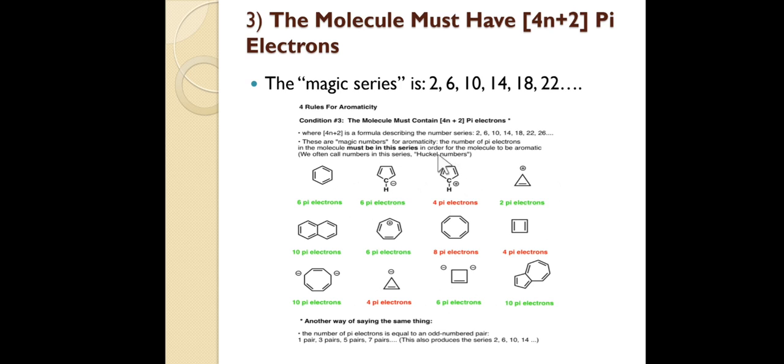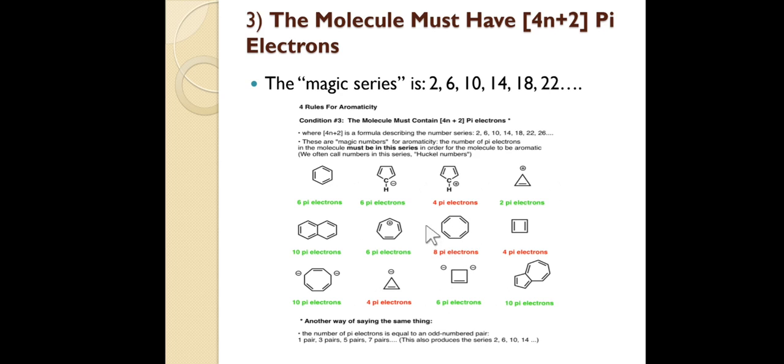This has 4 pi electrons. This positive charge doesn't have any pi electrons, so this is only 2 pi bonds, that means 4 pi electrons. Again this one has only 1 pi bond, that means 2 pi electrons, 10 pi electrons. So naphthalene: 2, 4, 6, 8, 10 pi electrons. This is tropylium, 6 pi electrons.